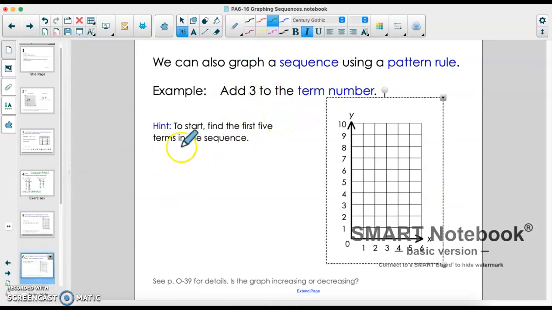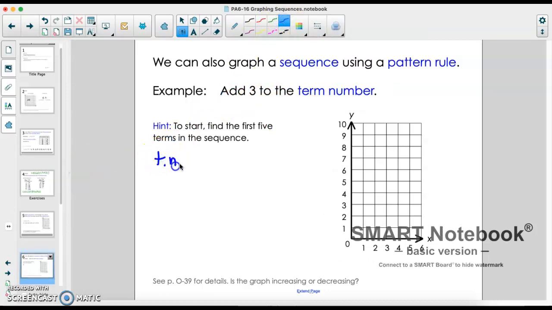And so what I mean by that is, if you have the example of add 3 to the term number. So let's say our term number is on the left side, and then our term is on the right side. And let's say we have the first 5 numbers: 1, 2, 3, 4, 5. The term rule says to add 3.